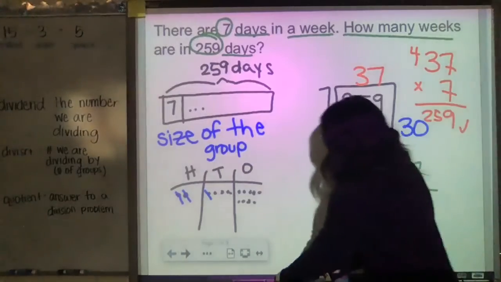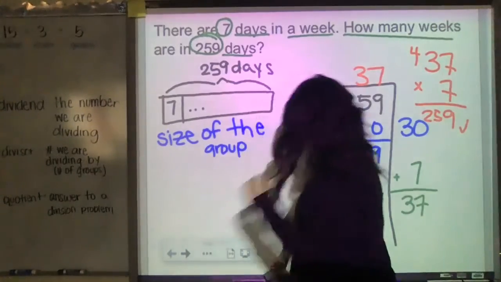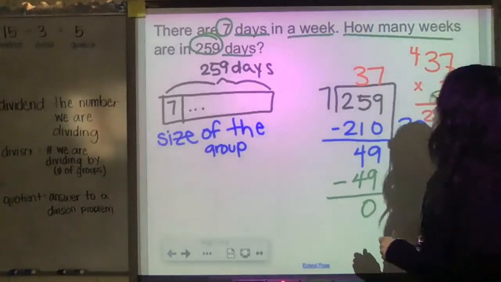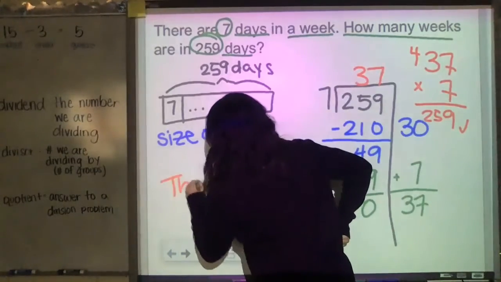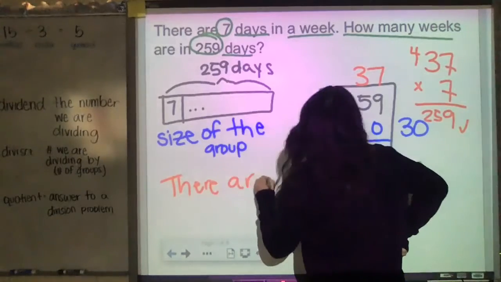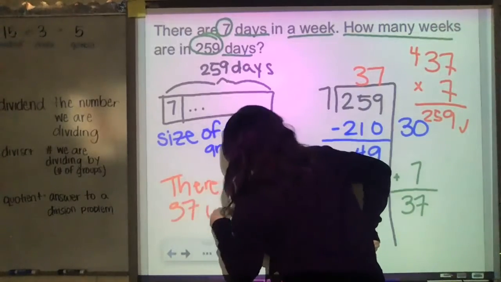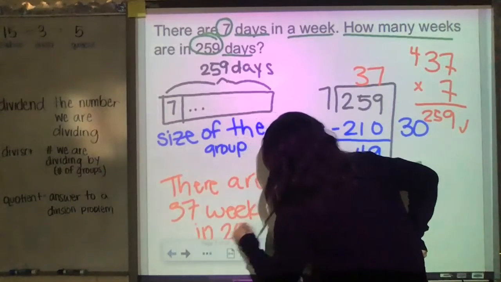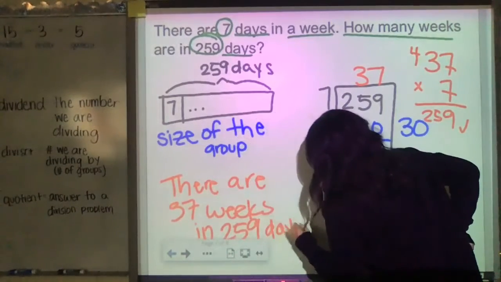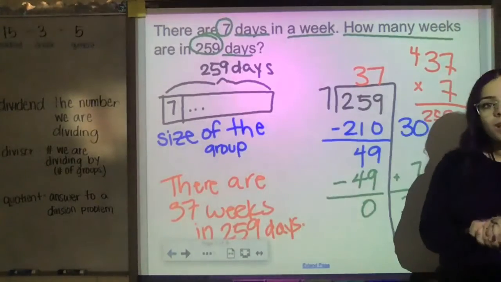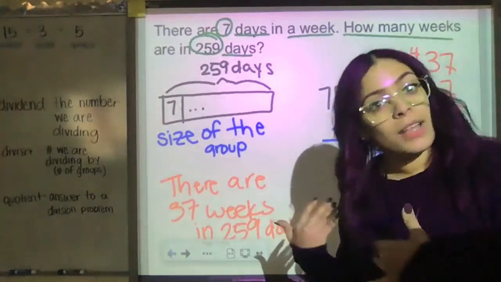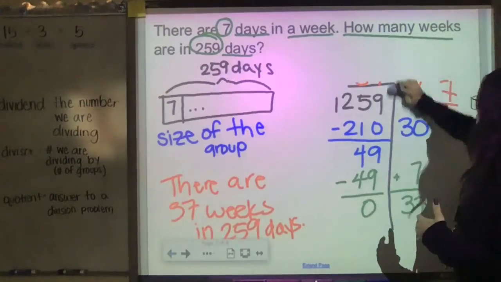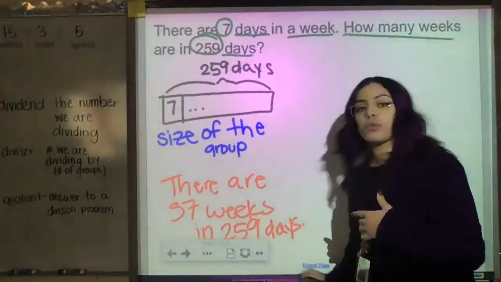Check and mate. I can go ahead and write my complete statement, that last part of solving a word problem, and write there are 37 weeks in 259 days. If you moved ahead, did you get the same answer as me? If you worked with me, did you follow along in those steps? If you were able to get 37 using the standard algorithm or partial quotients, that's great.